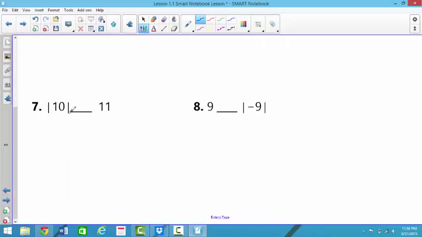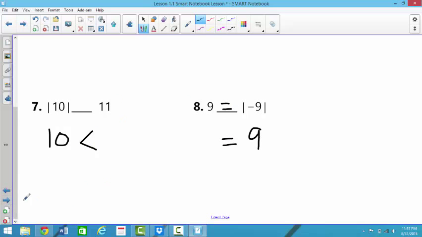Which is larger? 6 is larger, so it's less than. Number 7. The absolute value of 10 is 10, and 11, which one's larger? 11 is larger. So the absolute value of 10 is less than 11. And then the absolute value of negative 9 is going to equal 9. 9 and 9 are equal to each other. So this is equal to.